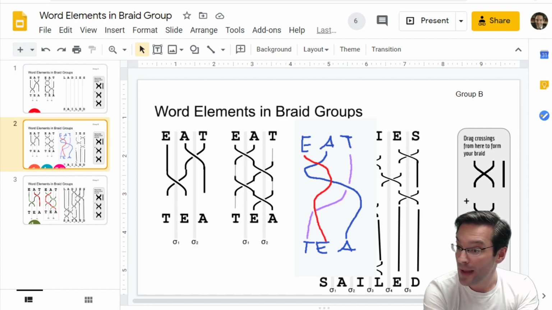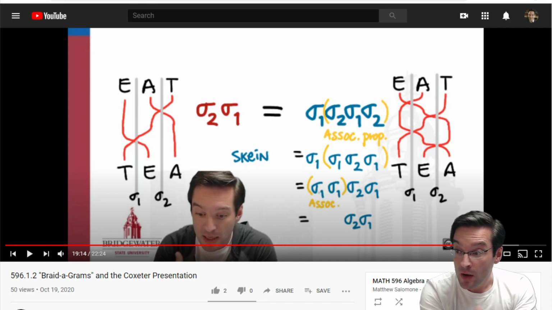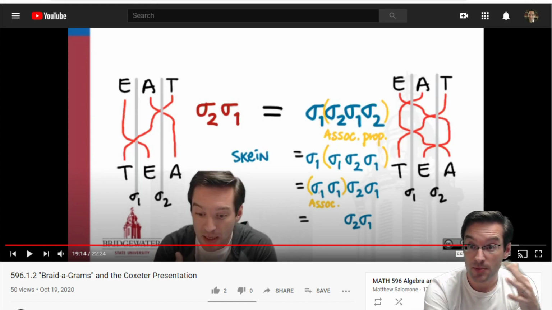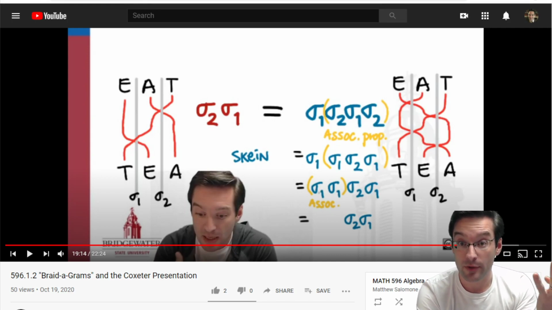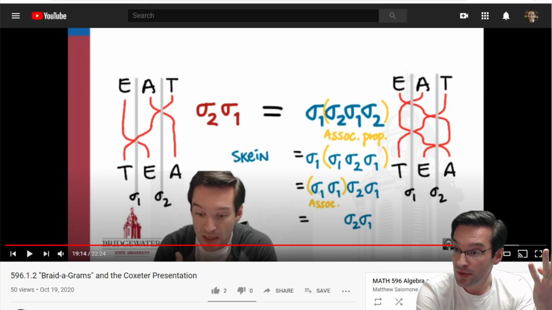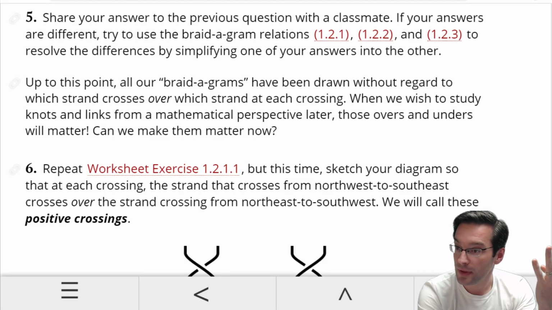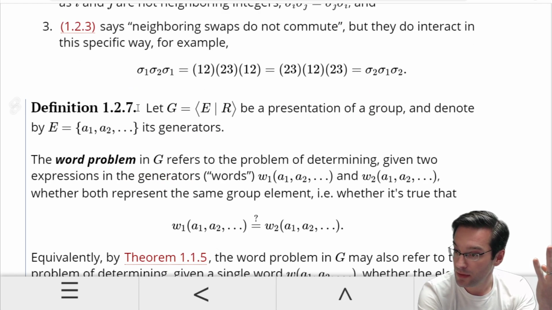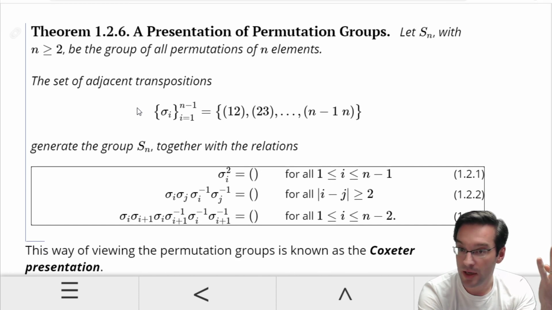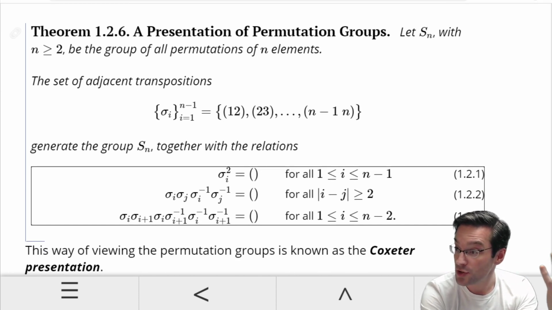And so I want to return back to the argument that we made when we first were working with Braid-a-Gram algebra, when we were showing that the 2 Braid-a-Grams were indeed the same. The argument that we made there was a purely algebraic one. We took sigma 1, sigma 2, sigma 1, sigma 2, the 4-crossing Braid-a-Gram, and we used the relations, which we can find here from the Coccidr presentation, in order to show algebraically that those 2 permutations were actually the same.